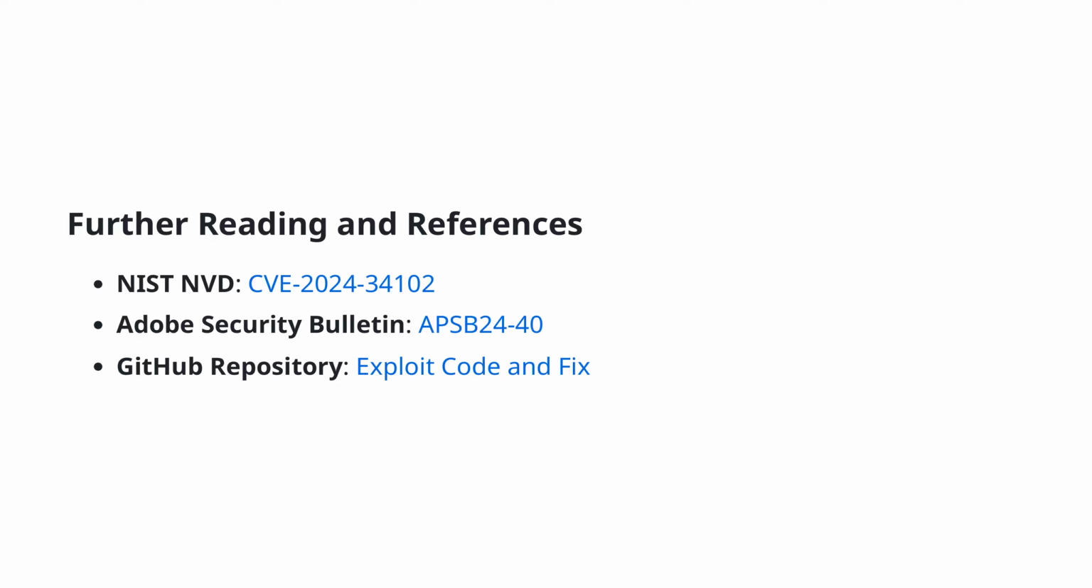On this slide, we move on to further reading and references to deepen your understanding of the vulnerability and its mitigation. First up is the NIST National Vulnerability Database, specifically CVE-2024-34102, which provides detailed information about the critical XXE vulnerability in Adobe Commerce Magento. Next, the Adobe Security Bulletin APSB24-40 offers official guidance and patching instructions directly from Adobe, ensuring you have access to the most accurate and authoritative information. Finally, for those interested in a more hands-on approach, there's a GitHub repository that includes both exploit code and the corresponding fix, providing a practical resource for both understanding the vulnerability in action and implementing a solution.